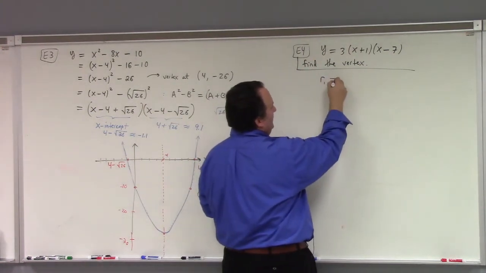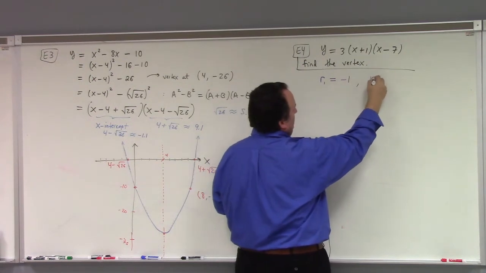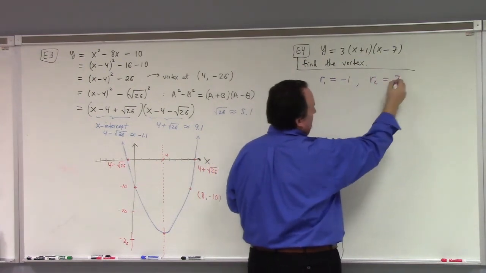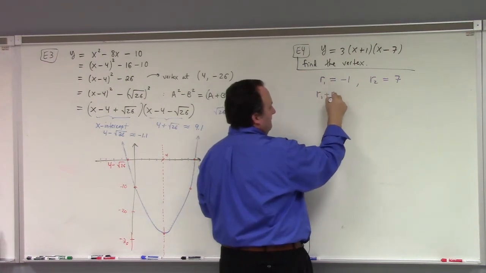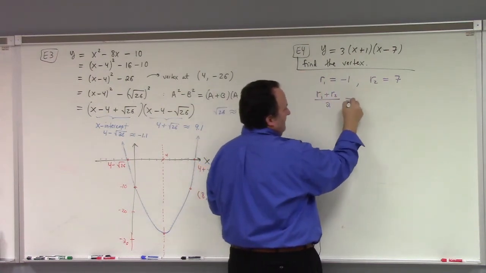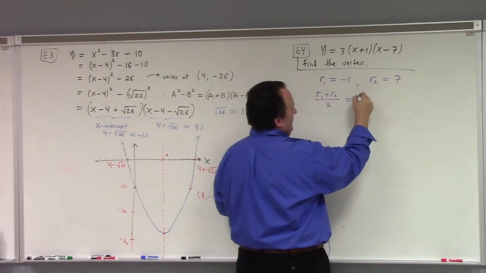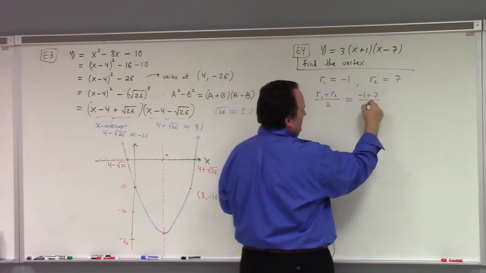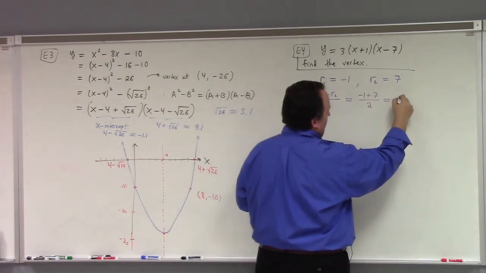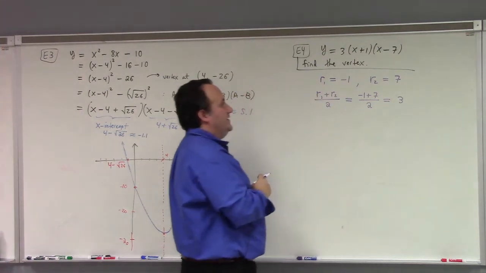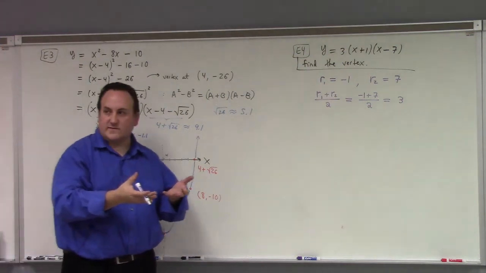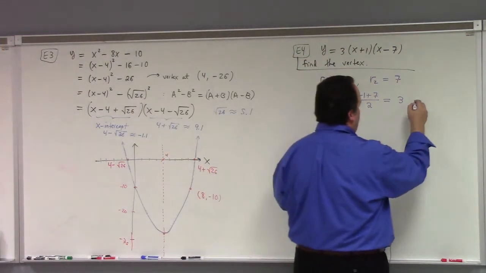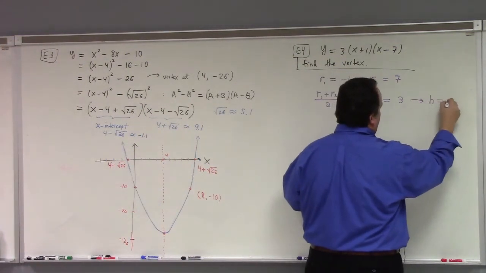R1 is what? R1 is -1. R2 is 7, right? So what's the average of the roots? It's -1 plus 7 over 2, which is 3. What is 3? 3 is the h, right? It's the x-coordinate of the vertex. So, aha, h equals 3.